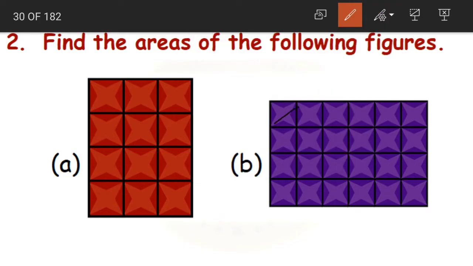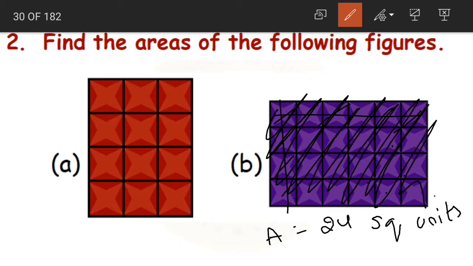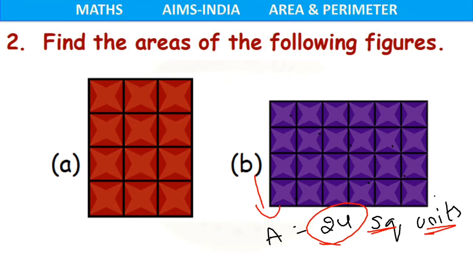Coming to question B, 1, 2, 3, 4, 5, 6. In total we have 24. If you count, we have 6 into 4, 24. The area becomes 24 what, children, again? 24 square units. See, the total space occupied by the figure contains 24 squares. So 24 square units becomes the area for figure B.